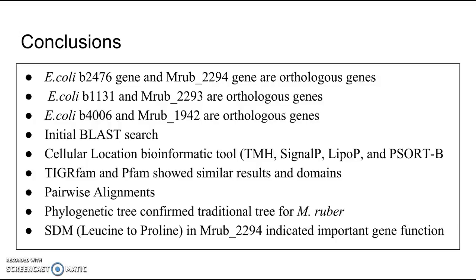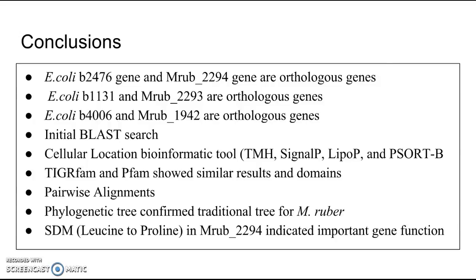Based upon the abundance of similarity found in all of the bioinformatics tools, we can conclude that these six sets of genes in comparison to one another are orthologous genes. In my SDM, I changed leucine to proline because of the important gene function it had in M. ruber 2294, and it showed how conserved the protein was and how the function was changed once the mutation was made.